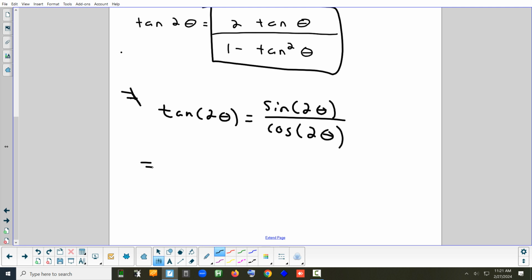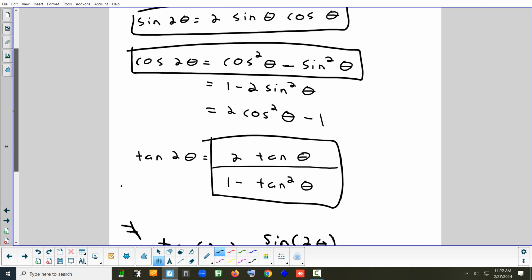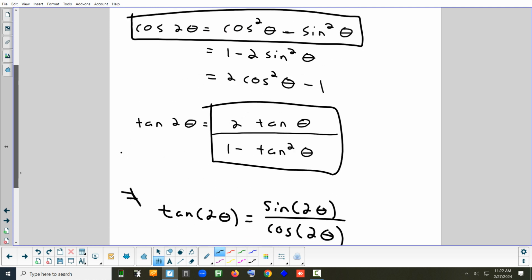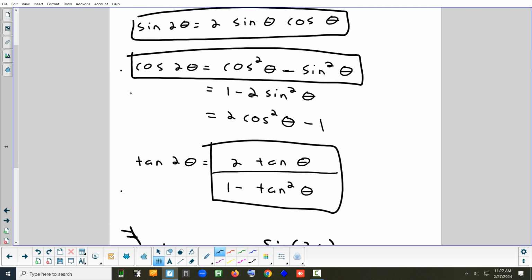Okay. Now, the bottom is cosine 2 theta. I have 3 choices. I'm trying to get something that looks like this. Which one of the 3 looks most similar to that one? The best idea would be the second one, the one right in the middle, because we're looking for something with a 1 right there, and that already has a 1 right there. Maybe. Let's just try that. 1 minus 2 sine squared theta.